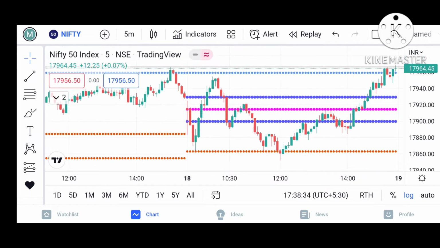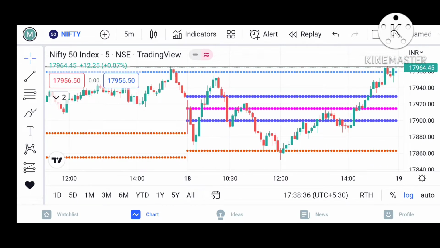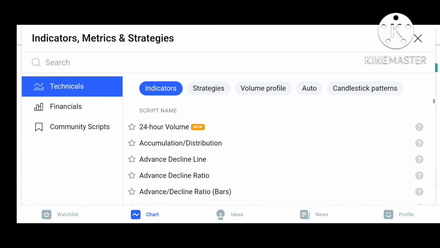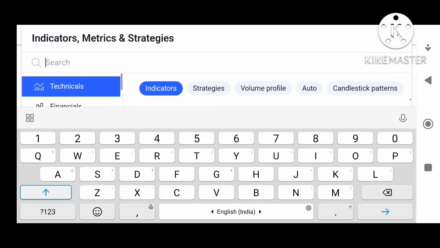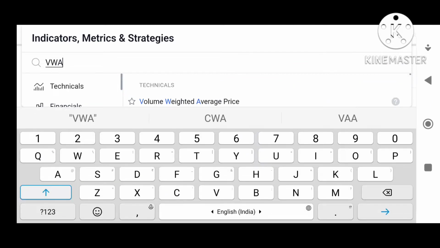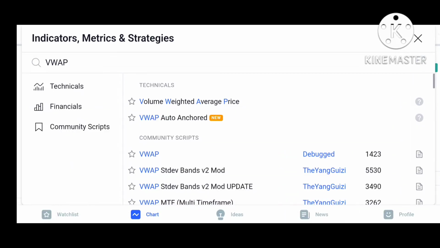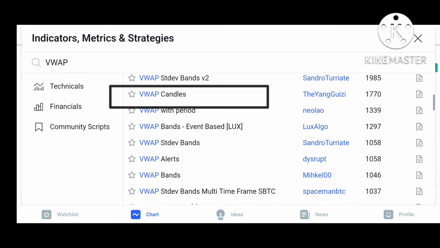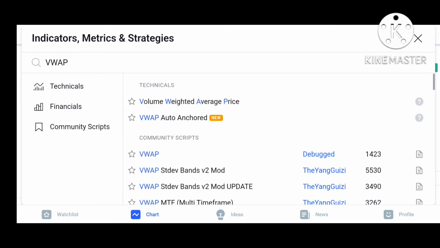Let's see how you put the indicator here. So this is the basic CPR and pivot indicator. You have to go to the indicator section and type here VWAP. When you type this, the first indicator that comes is volume weighted average price. There are a lot of indicators here with the name VWAP, but you have to select the first one, which is volume weighted average price.